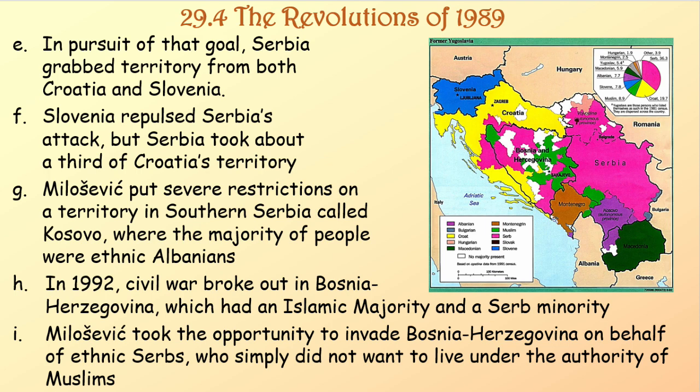Milosevic put severe restrictions on a territory in southern Serbia called Kosovo, where the majority of people were ethnic Albanians. In 1992, civil war broke out in Bosnia-Herzegovina, which had an Islamic majority and a Serb minority. And Milosevic took this opportunity to invade Bosnia-Herzegovina on behalf of ethnic Serbs who simply did not want to live under the authority of Muslims.